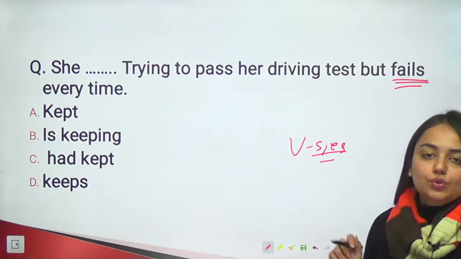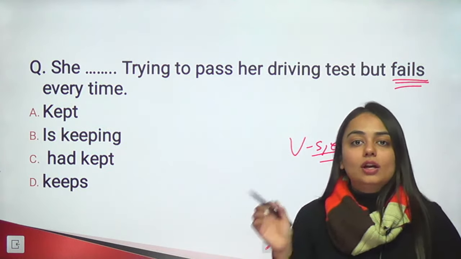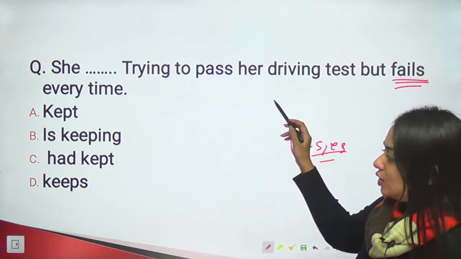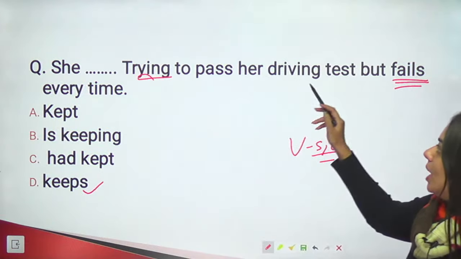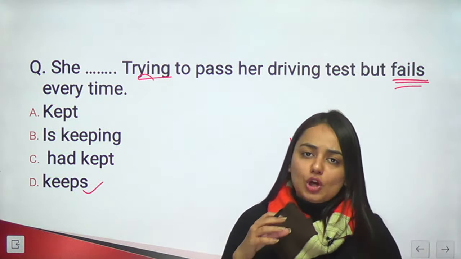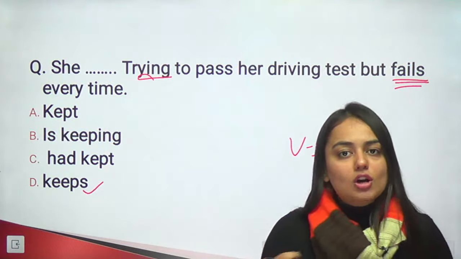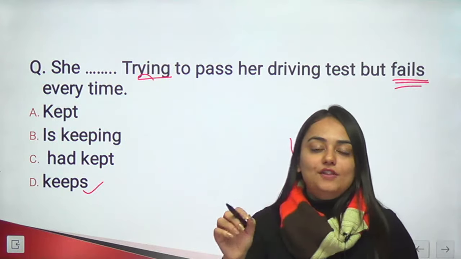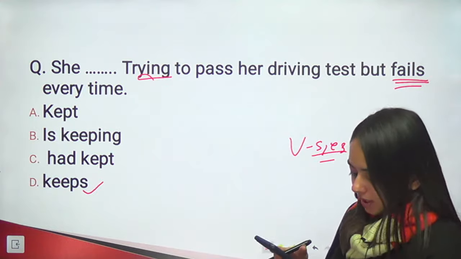Well, it is always used in the simple present tense or present indefinite tense. So it is a sentence of present. So we would go for she keeps trying to pass her driving test but fails every time. A general kind of sentence. All the sentences that show you some general statement or some proven facts, they are always in present indefinite or simple present tense. Right. Yes, Pavani, wonderful.